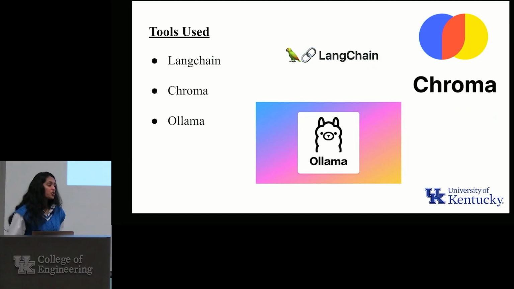Before I move on to show you some of our results, here are the specific tools that we used in building this. LangChain is an open source framework that is used to build LLM applications. It's kind of a one-stop shop for building all of this. And Chroma is the application database that we used. It's a specialized database for LLM applications. And Ollama is the tool that allows us to pull open source models and run them locally on our machines or servers.